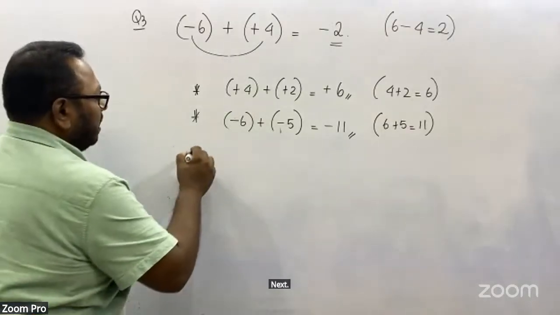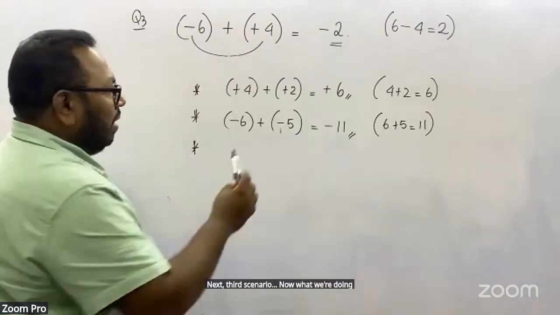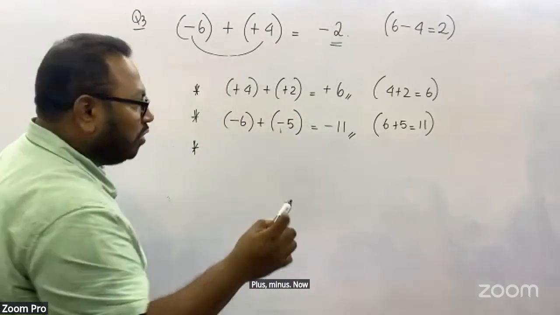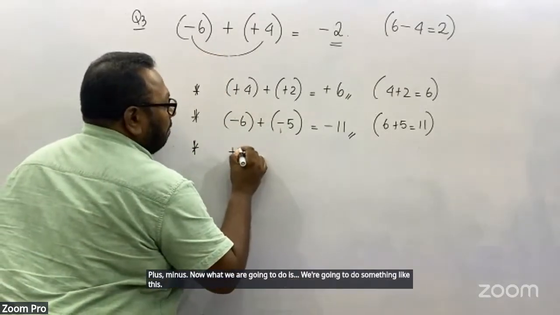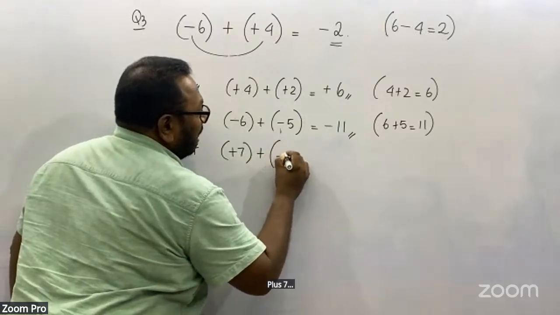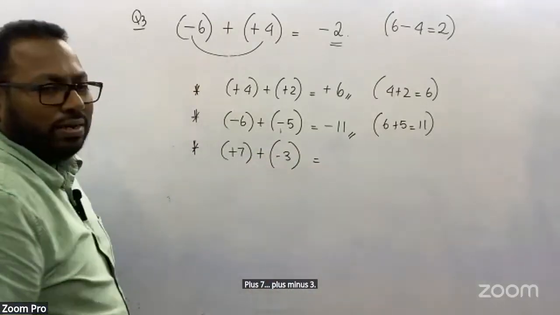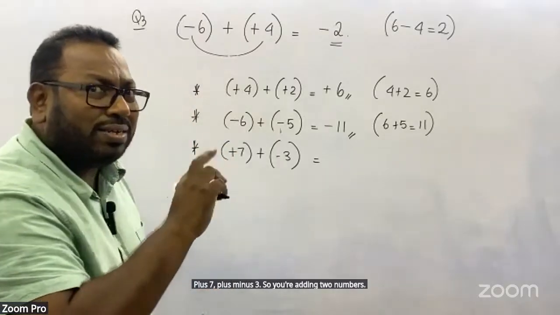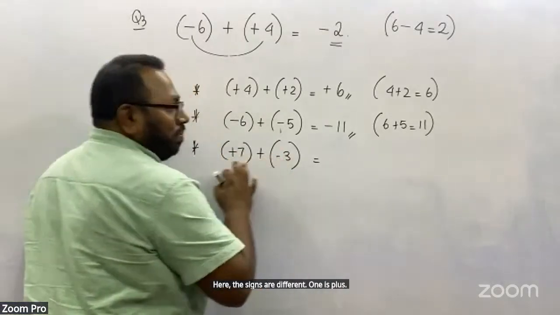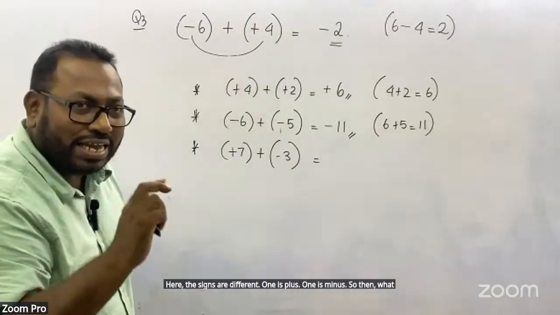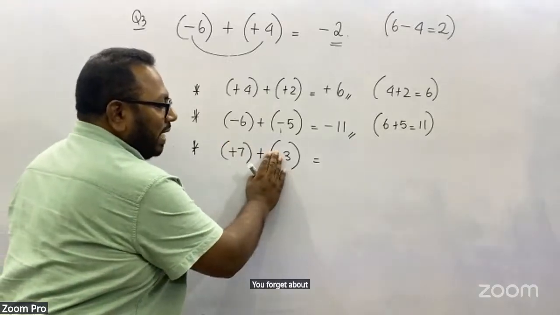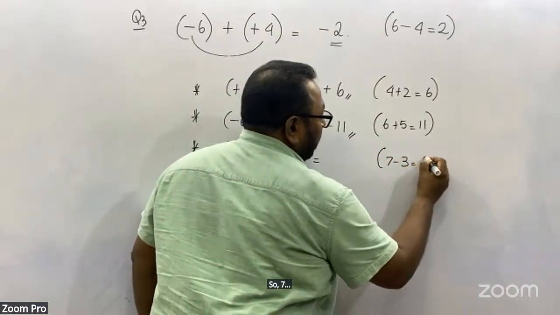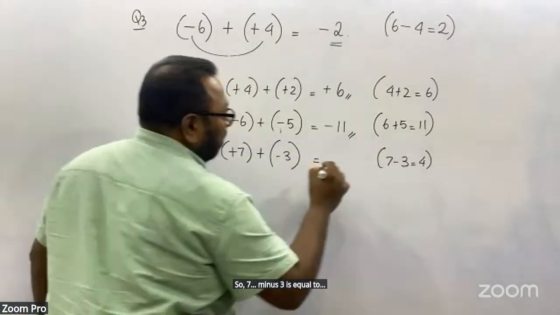Next, third scenario. Now you are adding two numbers with different signs, plus and minus. We are going to do plus 7 plus minus 3. So you are adding two numbers. Here the signs are different, one is plus, one is minus. When the signs are different, you forget about the signs and straight away subtract. So 7 minus 3 is equal to 4. So you put the 4 here.